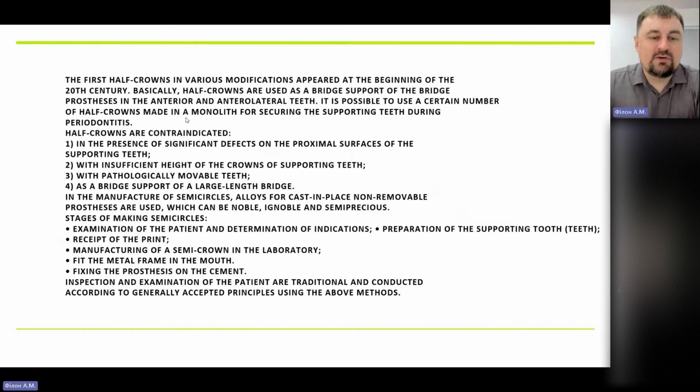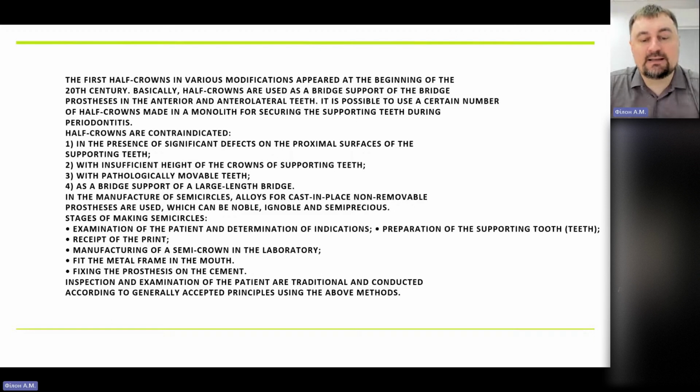Okay, the first half crowns in various modifications appeared at the beginning of the 20th century. Basically, half crowns are used as the bridge support of the bridge prosthesis in the anterior and lateral teeth. It's possible to use a certain number of half crowns made as a monolith for securing the supported teeth during periodontitis. Half crowns are contraindicated in the presence of a significant defect on the proximal surfaces of the supporting teeth, with insufficient height of the crowns of supporting teeth, with pathologically movable teeth, or as bridge support of a large length bridge.